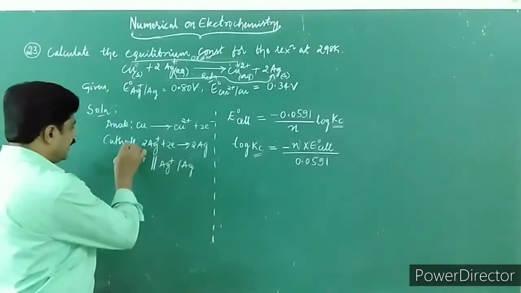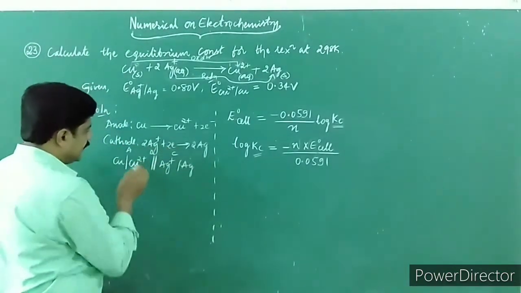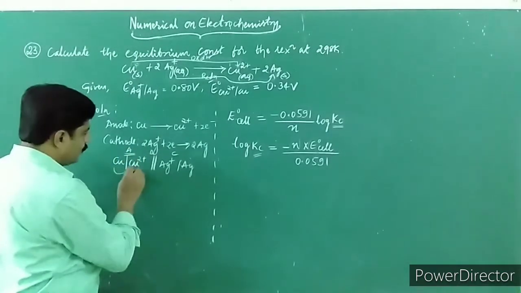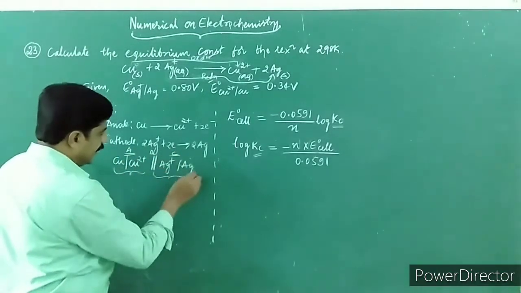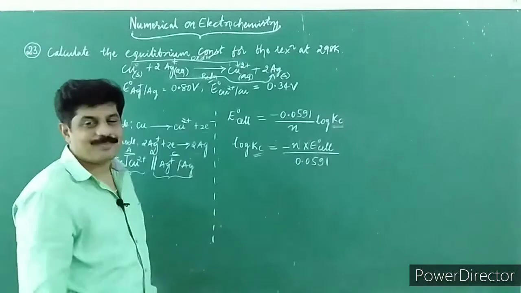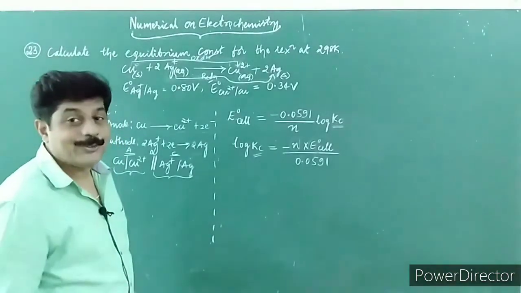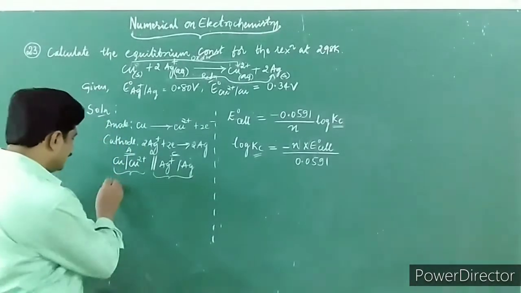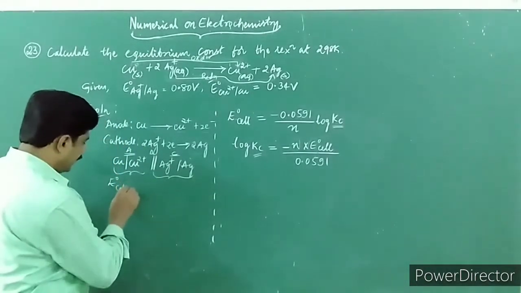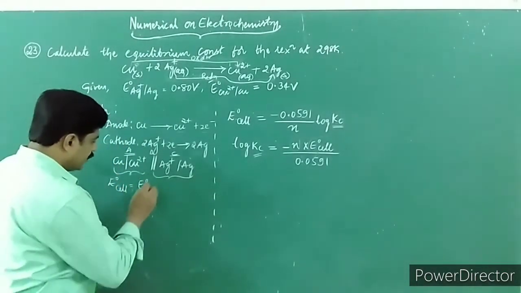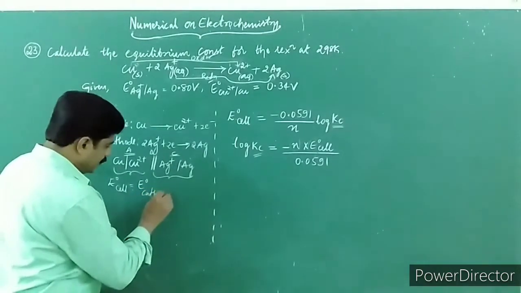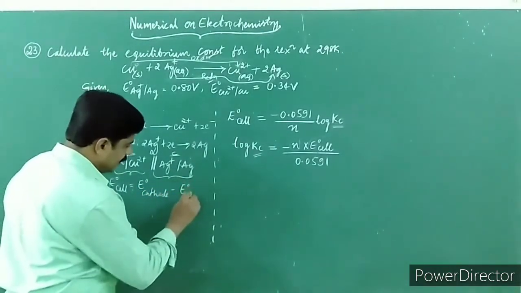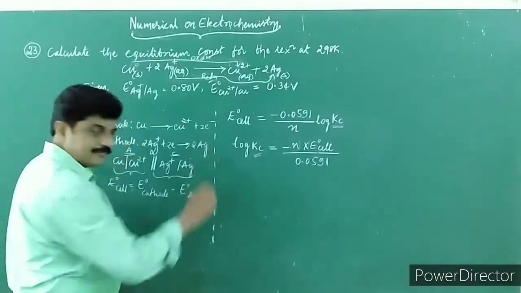Now you know that A, B, C. A stands for what? Anode. C stands for what? Cathode. What is B here? Salt bridge. Children, you know the expression to find out the E naught cell, is it not? What is that? E naught cell is equal to E naught cathode minus E naught anode.